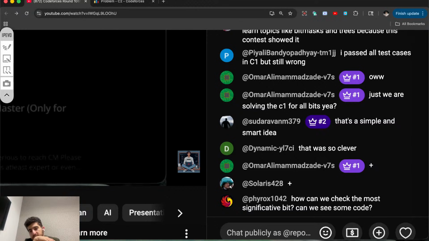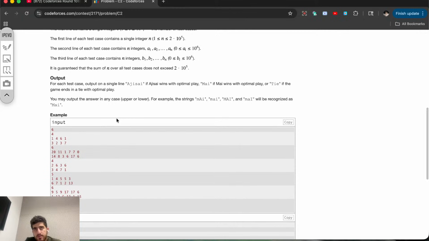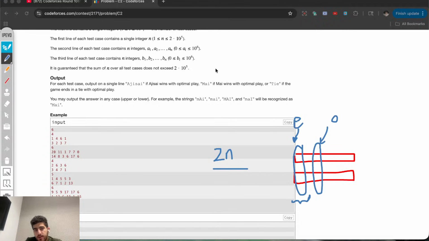How can we check the most significant bits? Can we see some code? Yeah. In order to check the most significant, meaningful bits, in general, if you have some number x and you want to see if bit number i in it is 1 or not, let me first explain this to you and then I will show you some code as well. We will try to find some code that implements the same idea.